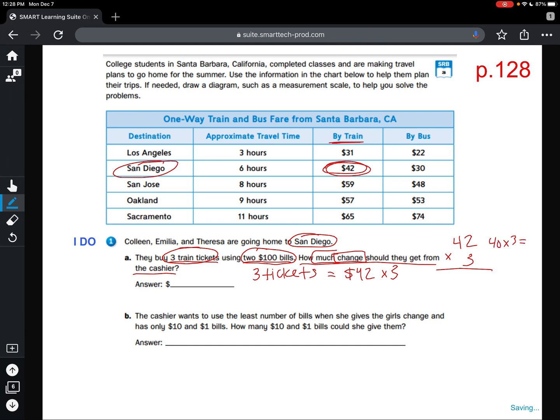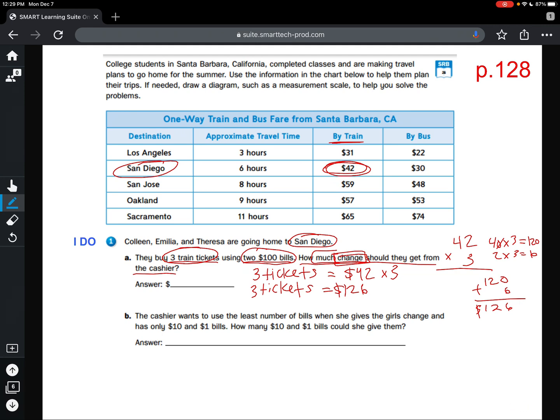So I have 40 times 3, which gives me 120. And then I have 2 times 3, which gives me 6. So 120 plus 6 gives me 126. Does that answer my question? 126? How much change should they get from the cashier? No. So 3 tickets, the 126 tells me how much 3 tickets cost. I want to know how much change did they get.